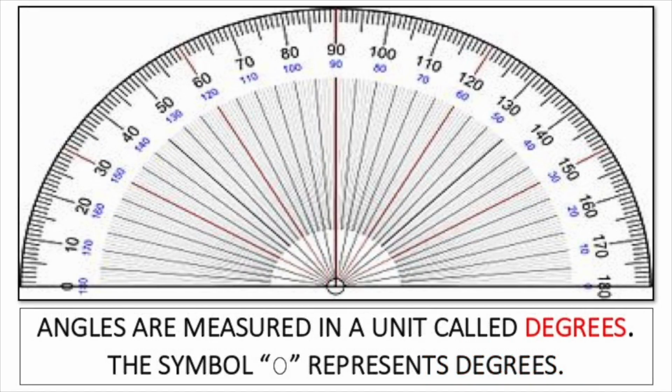Angles are measured in a unit called degrees. The symbol, small circle, represents degrees. So you can see, instead of having to write degrees after every angle, you can just draw a small circle. And this tells us it's the number in degrees.